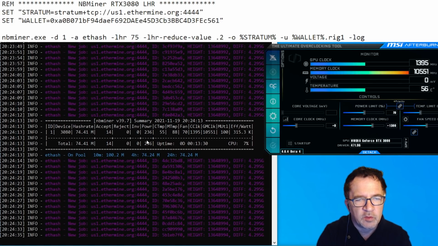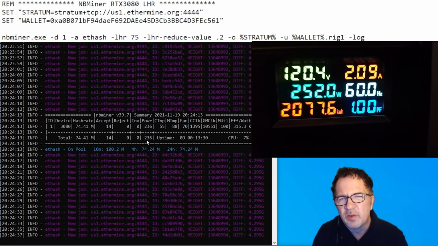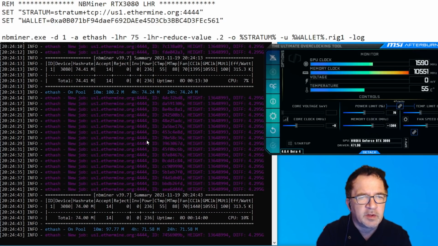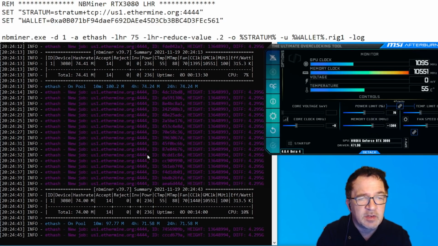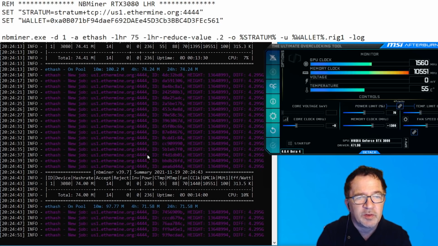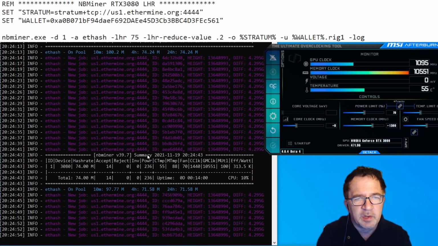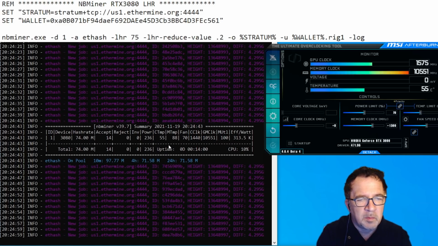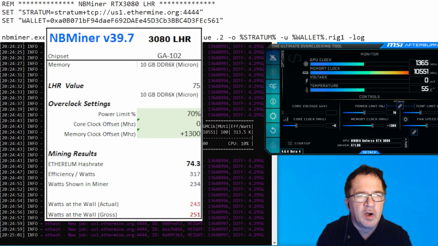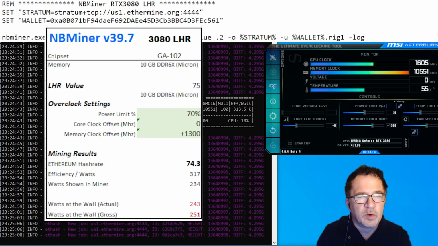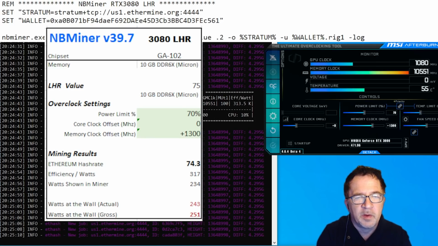At the wall, if I take a look at the power meter, I see I have 253 watts. That's pretty close to what I'm seeing on here. Still making at least 74 and above is what I'm consistently seeing on these numbers. So that makes me really, really happy. The efficiency I wish was a little bit better, but at least I'm happy to be able to get 74% out of this card. My final mining results are 74.3 megahash, efficiency of 317, 234 watts on the miner, but only 243 on the wall. So they're very, very close.